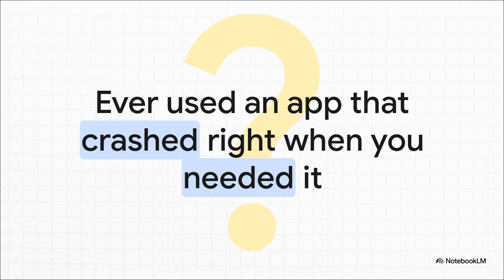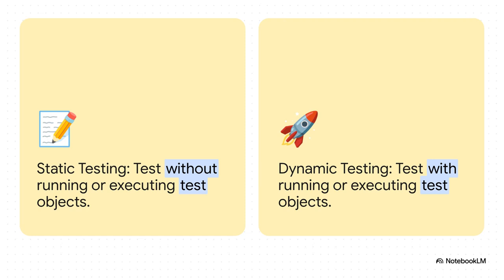So how do software teams actually find those critical bugs before they find you? Well, it all starts with two totally different ways of thinking about it. Two different philosophies, really. You've got static testing on one side and dynamic testing on the other. And honestly, getting the difference between these two, that's the key. It unlocks everything else we're going to talk about.